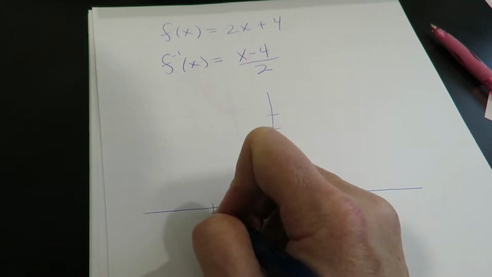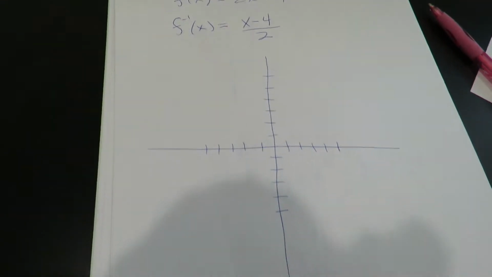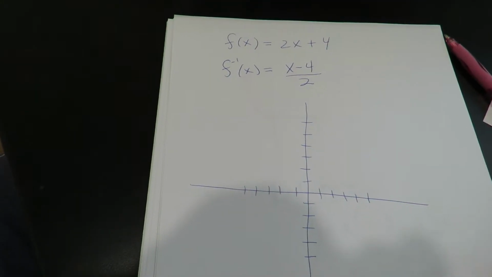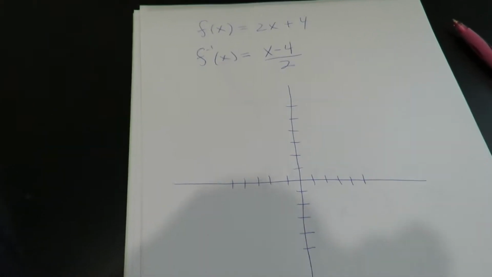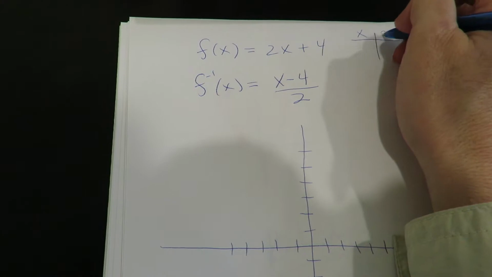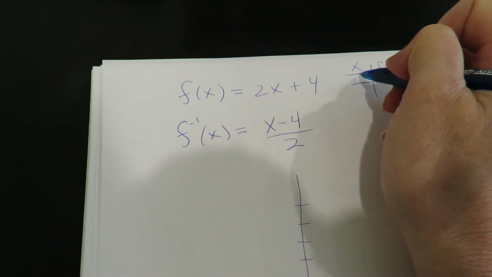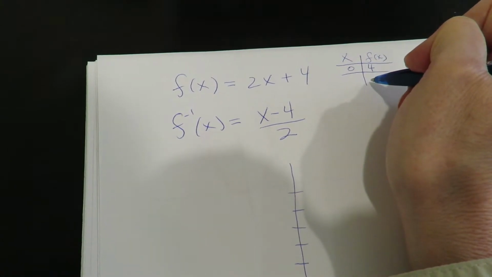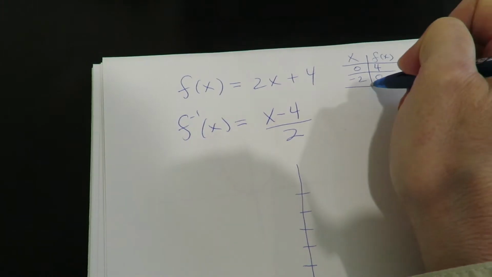Okay, gang, let's draw this because I also want you to make some visual connections, which are important. You can actually look at two graphs that are overlaid and see if they're inverses. You would know right away. All right, let me make a table here for f, so x and f of x. I'm just going to make some points for this guy. So if x is 0, y is 4. If y is 0, x is -2.